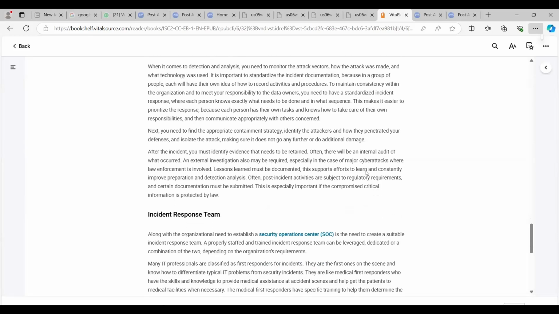Next, you need to find the appropriate containment strategy, identify the attackers and how they penetrated your defenses, and isolate the attack, making sure it does not go any further or do additional damage, right? If an attack is occurring in a finance department, you don't want the attacker to pivot beyond the finance department. You want to curb the attack within the finance department. You don't want it to go to the network department or to other departments. Basically that's isolation. You just want to limit it to where the attack is taking place and not beyond that place.